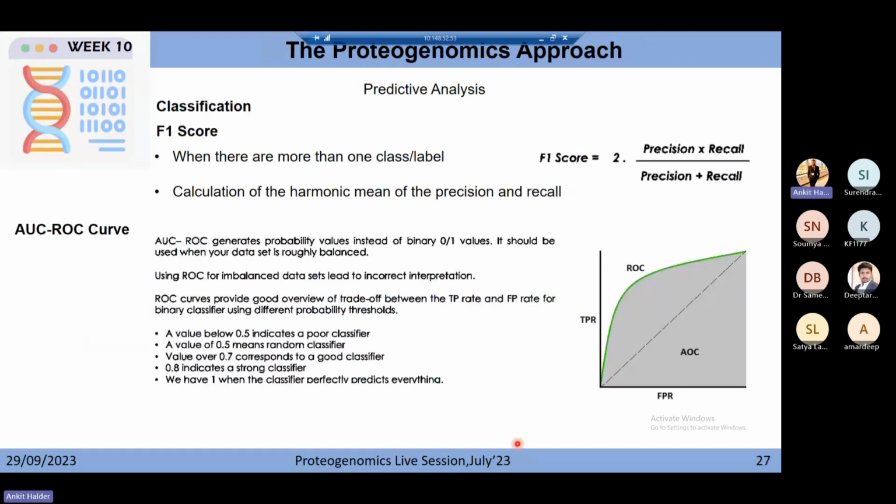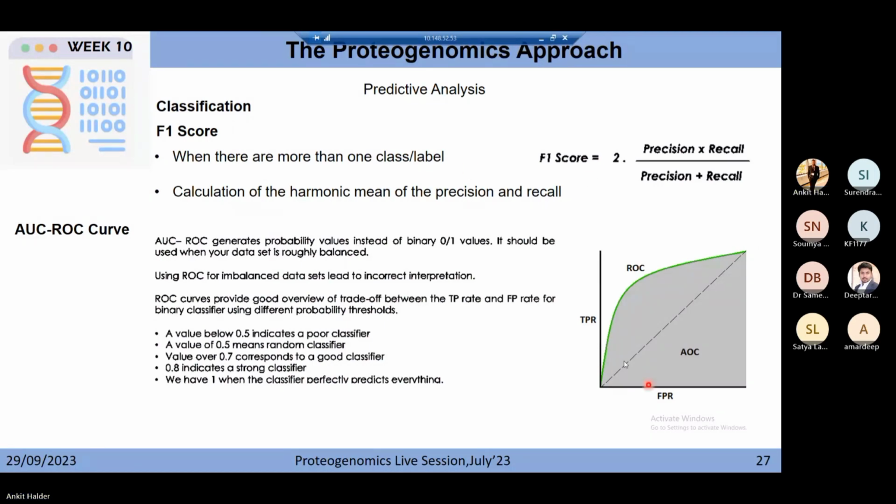So this is another score. Cross validation is another approach that is used specifically in machine learning models. Another score is the F1 score, used when you have more than one class or level, and then you calculate the mean of the precision and the recall. So this is known as the F1 score.